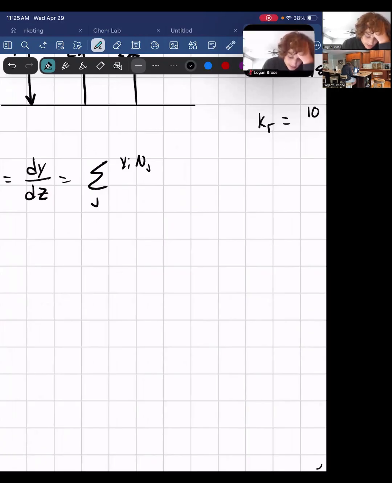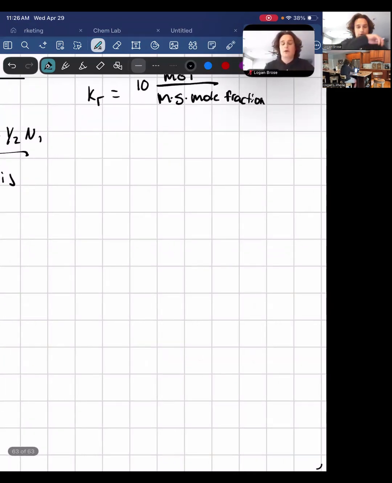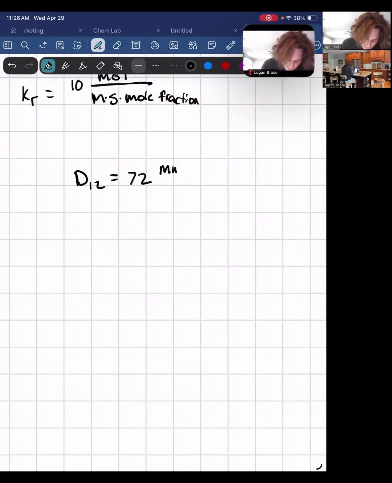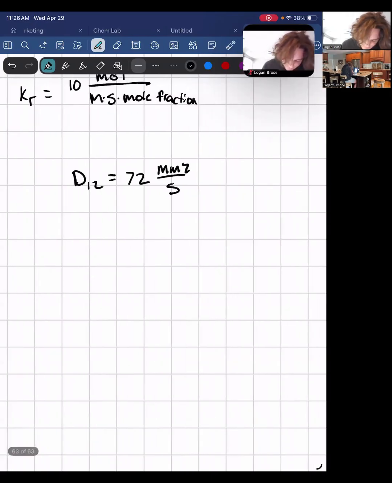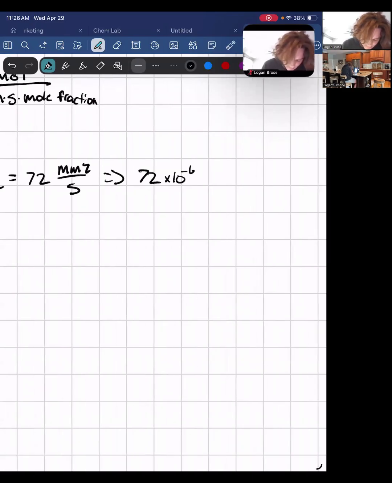over j of y_i, our mole fraction of component 1, times our flux of 2, minus our mole fraction of 2 times our flux of 1, over our concentration times our D_ij, right? And we're given our different diffusion coefficients. We have D12 equal to 72 millimeters squared per second, which is going to be 72 times 10 to the negative 6 meters squared per second.